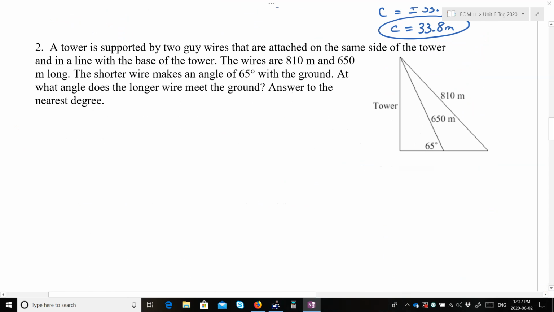It says a tower is supported by 2 guy wires that are attached on the same side of the tower and in a line with the base of the tower. Okay, so here's the base. And then they're attached here and here, right? The wires are 810 meters and 650 meters long. The shorter wire makes an angle of 65 degrees with the ground. At what angle does the longer wire meet the ground? So they want us to figure out this angle right here.